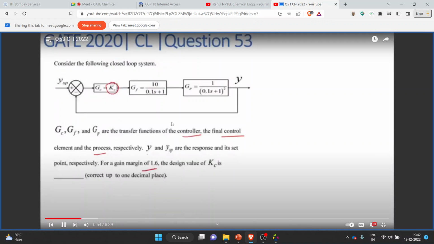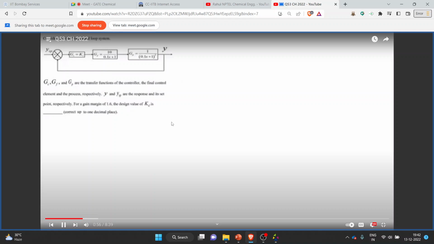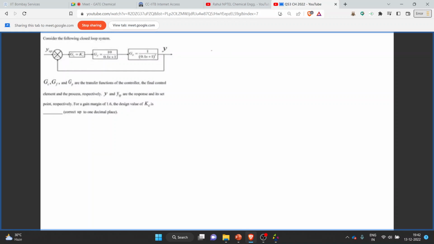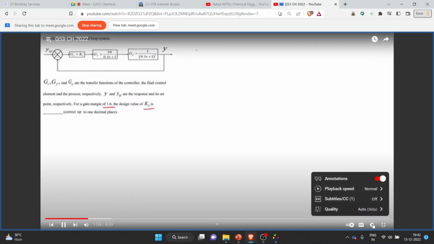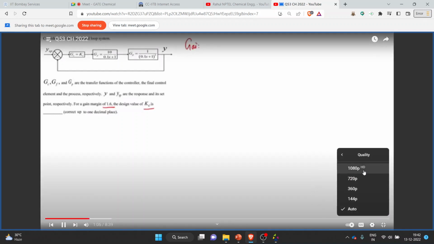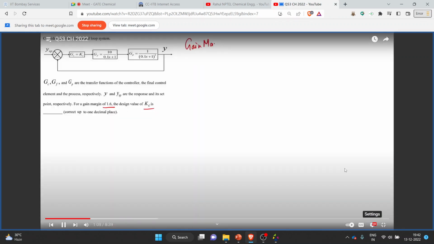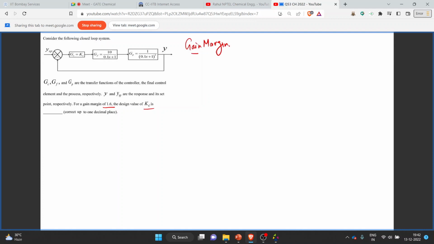So let's take a look at the solution. Here we have been given a gain margin and have been asked to find the value of Kc. So how do we define gain margin? We define the gain margin as the inverse of the amplitude ratio at the phase crossover frequency.